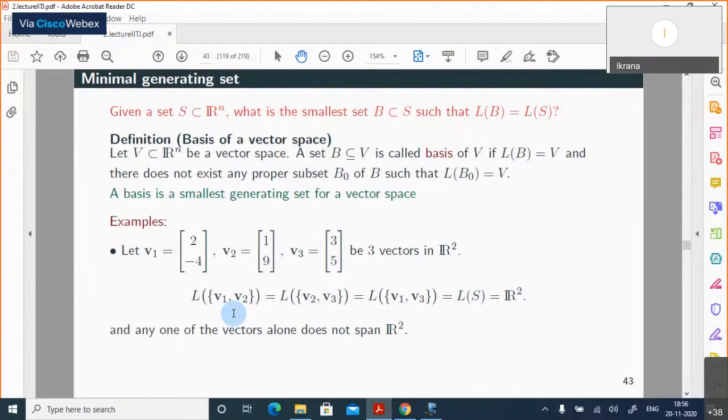But one thing seems quite clear from here: though there are different bases possible for R2, each one of them has got two elements. So the number of elements in each basis is the same and we cannot cut it short, right? That is something called the dimension of the vector space. So we'll do dimension and other ways of describing the basis of a vector space next time.